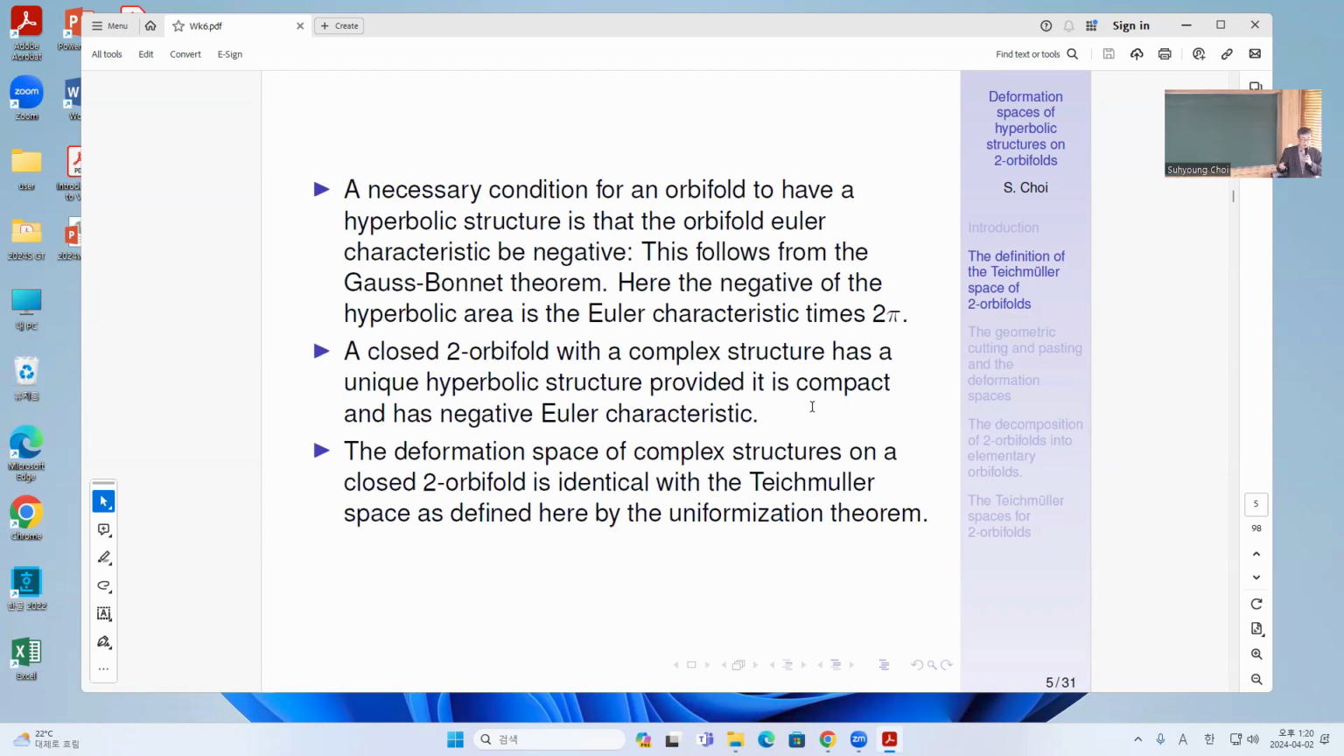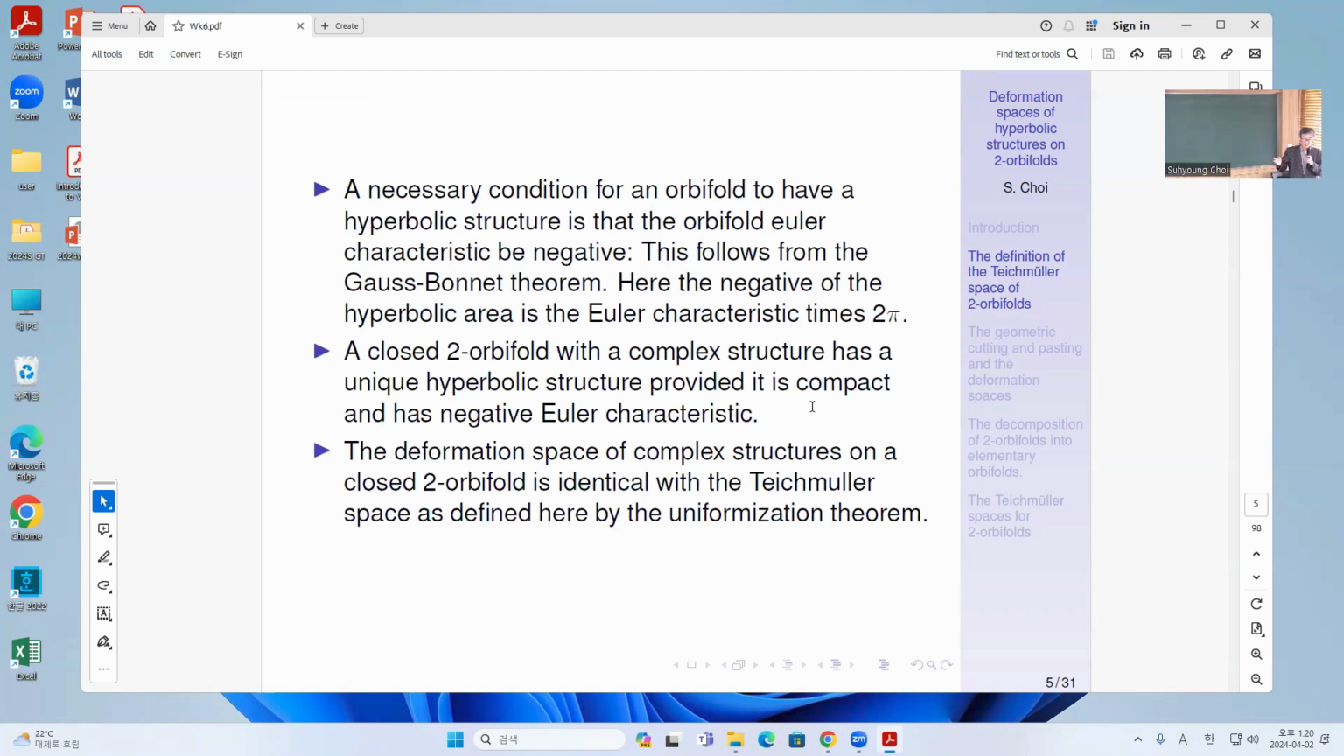So you can define the same thing. That gives you the Teichmuller space original definition. But here you can think of it as a space of geometric structures, because you can always uniformize as a portion of a hyperbolic plane, as long as the Euler characteristic is negative. I'm saying the Euler characteristic is negative.